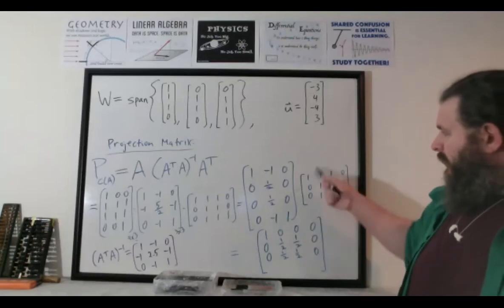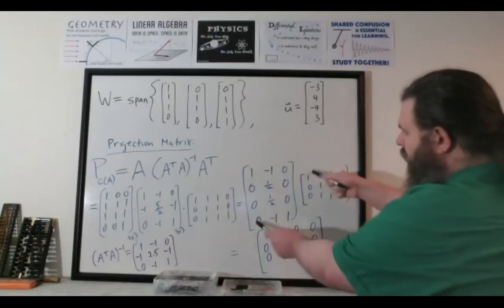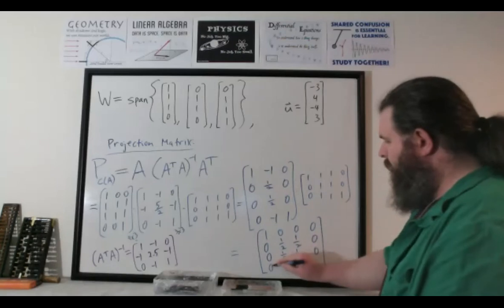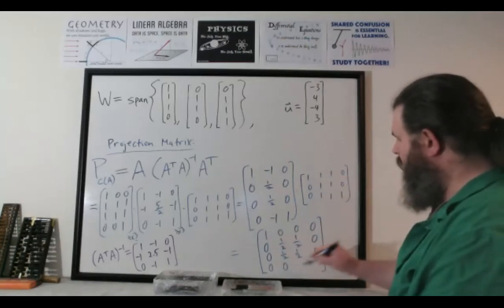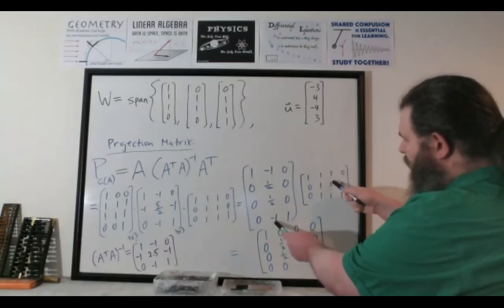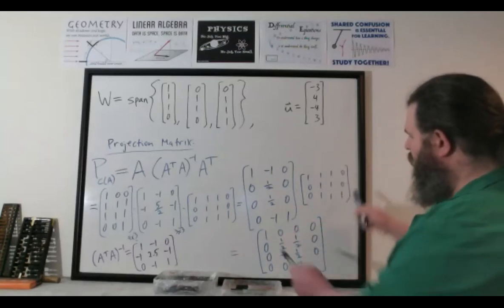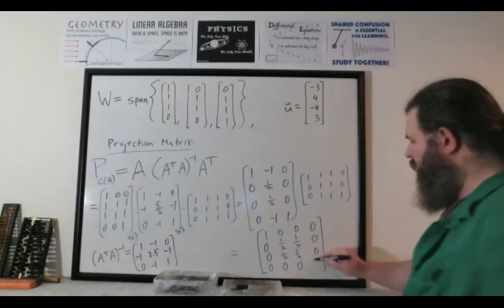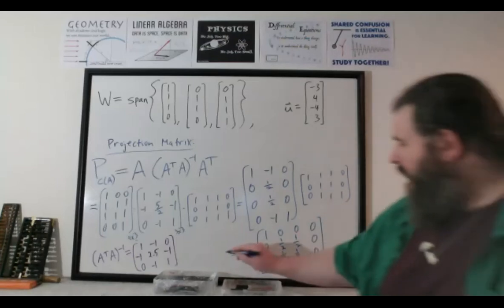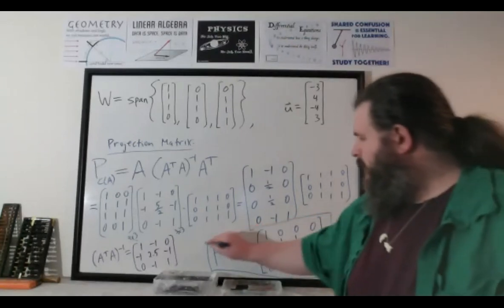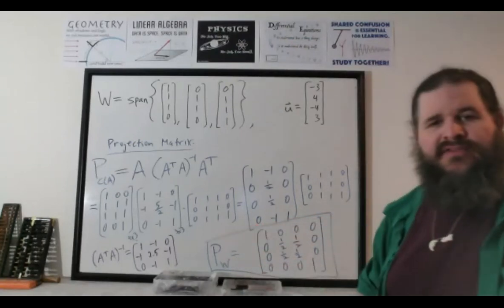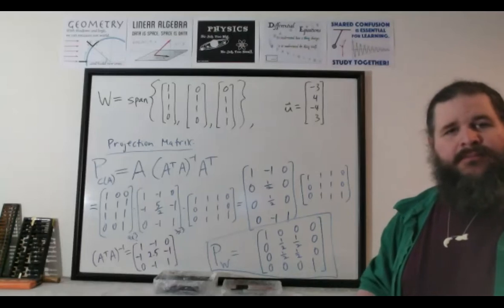Then final row combined with each column, we're going to have nothing plus nothing plus nothing, nothing plus -1 plus +1, still 0. And the same, nothing plus -1 plus +1, still 0. 0 plus 0 plus 1. So this, at long last, is our projection matrix, P sub W, in the sense that it projects anything onto W.